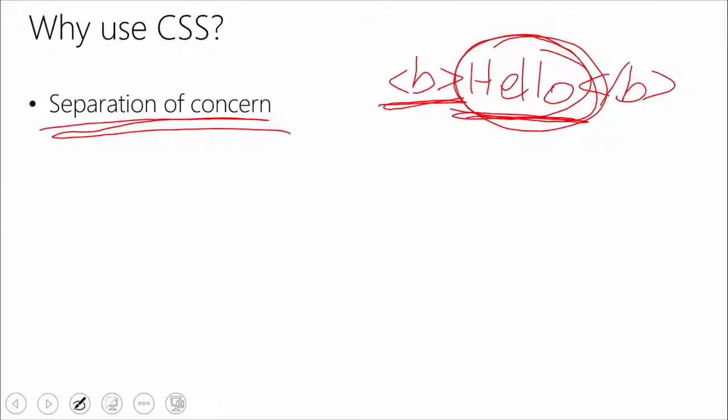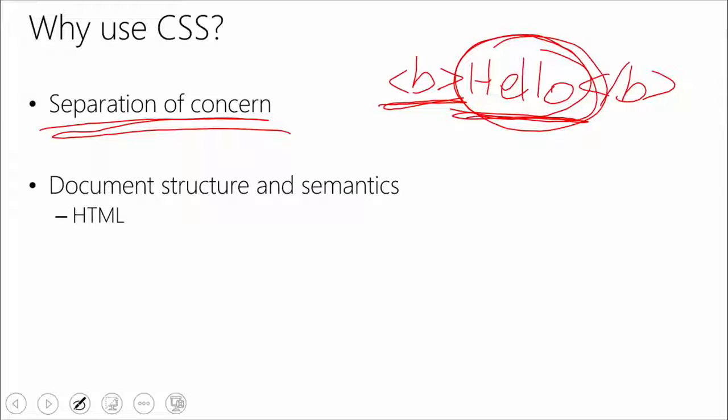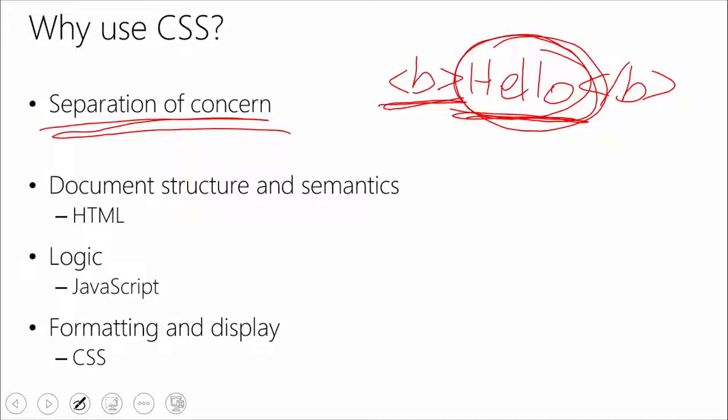So rather than just simply saying, hey, we want this to be bold, let's let HTML put together the structure of the document. So let's let HTML tell us this is what the head is. This is what the article is. This is what the section is. This is where our navigation is. Let HTML do things like that. And then let's let something else handle the logic. That's, of course, going to be JavaScript. And let's let something else handle the formatting and display. And that's where CSS is going to come into play. That nice, clean separation of concern.